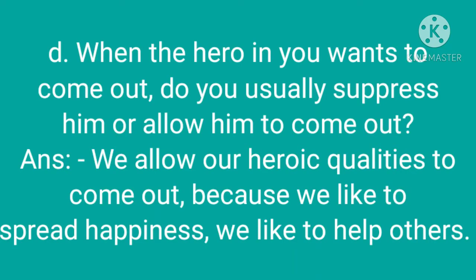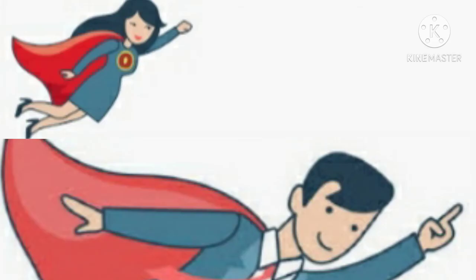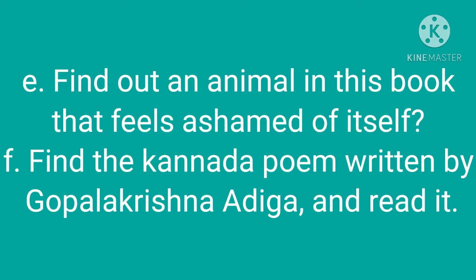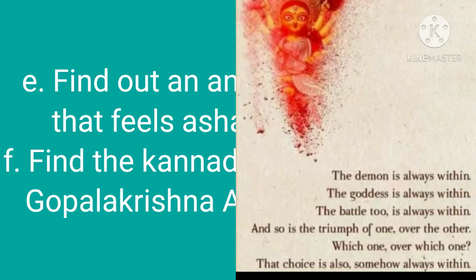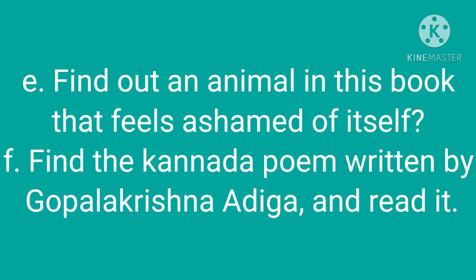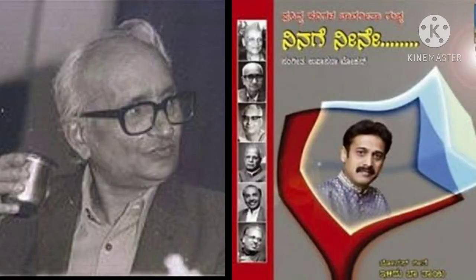When the hero in you wants to come out, do you usually suppress him or allow him to come out? Yes, children, what do you do? Yes, we used to allow him to come out because we always want to help others, to spread our good qualities or goodness. Next question, find out an animal in this book that feels ashamed of itself. Let's read this chapter, then we will come to know about this. Find the poem Ninage Ninne Geliye Ninage Ninne by Gopal Krishna Adiga and read it. Okay, we'll read this poem after this chapter.